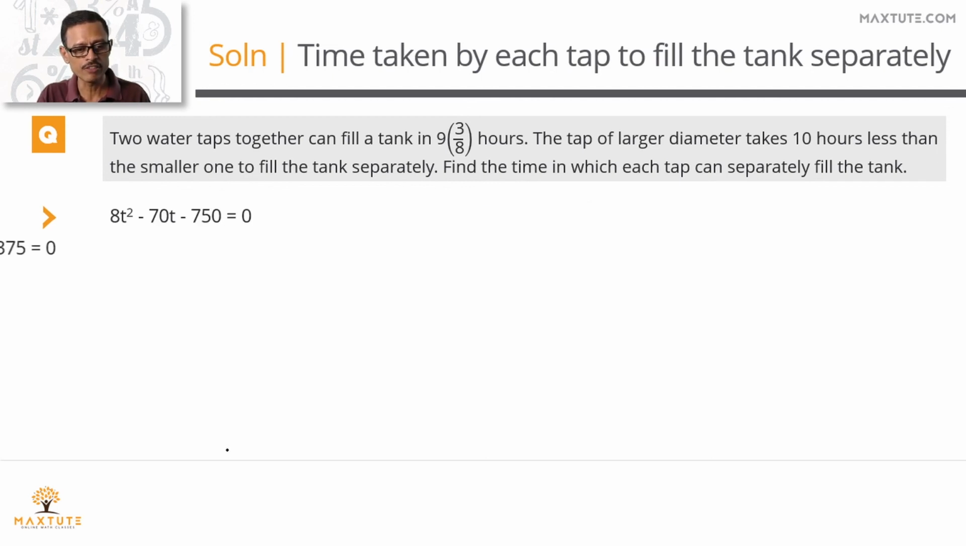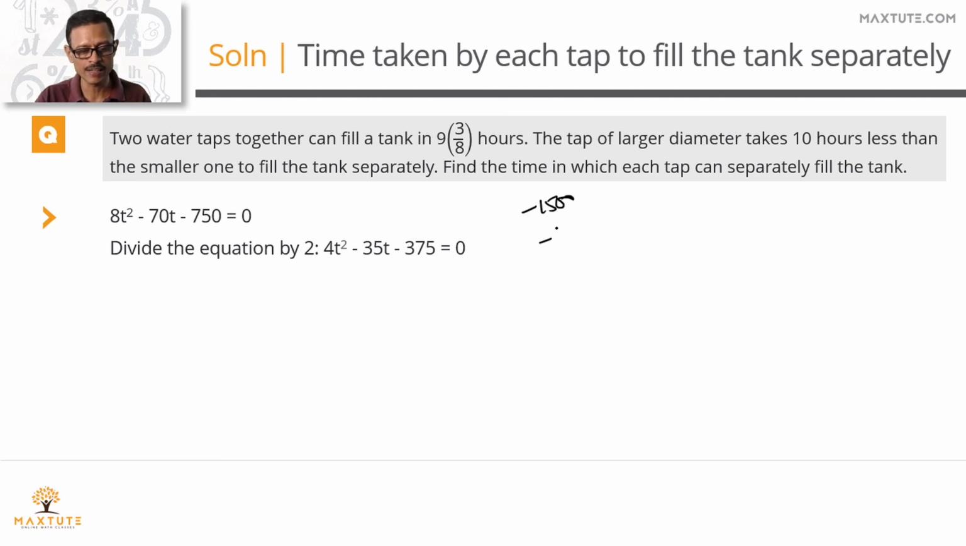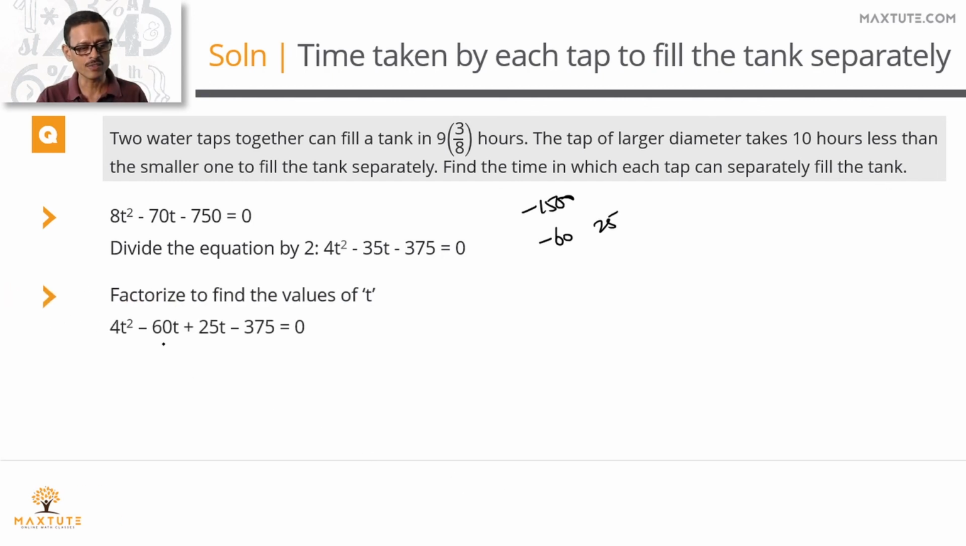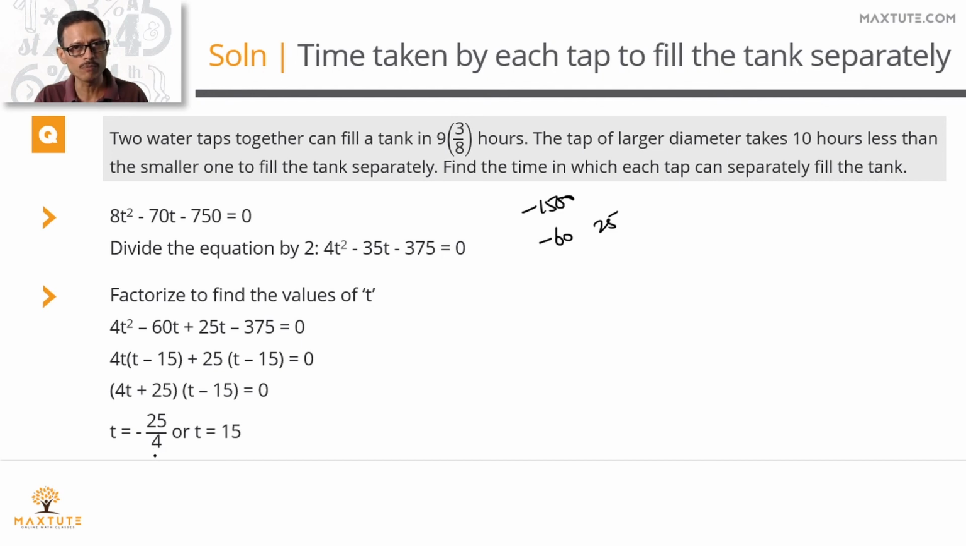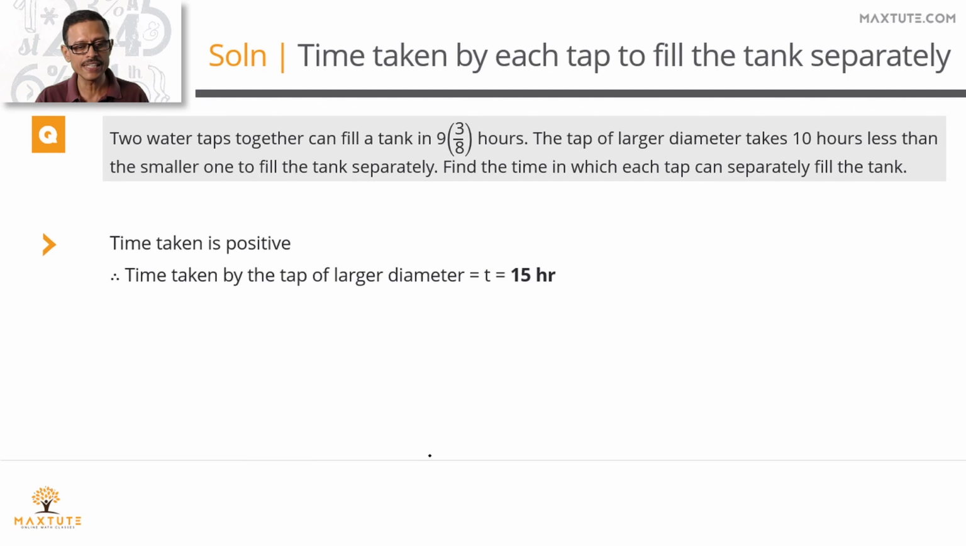Divide both sides of the equation by 2. So we'll get 4t square minus 35t minus 375. Product is minus 1500. We realized we can break it as minus 60 and plus 25. So it factorizes as minus 60t plus 25t to leave us with answers of t to be equal to minus 25 by 4 and 15. t cannot be negative, so t equals 15. The smaller tap takes 10 more hours, so it takes 25 hours.